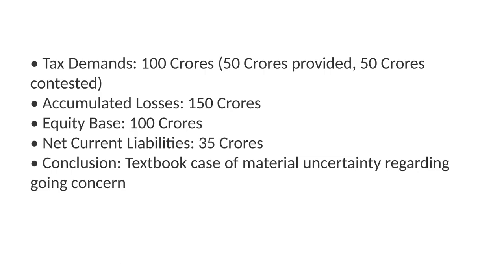First, let's analyze the facts. Mars Limited is facing tax demands of 100 crores. Now, the management has played it smart by providing 50 crores in the books, but they are fighting the remaining 50 crores plus penalties. On top of that, the company is in a tough spot financially, with accumulated losses of 150 crores, equity of only 100 crores, and net current liabilities of 35 crores. This is a textbook case of material uncertainty regarding going concern.